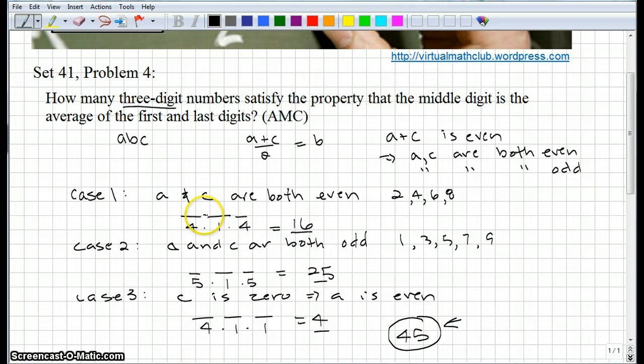Now we could have done this another way. You know, we could have just said, okay, we have 4 choices for the first number, and then we would have 5 choices for the third number if we allowed the last digit to be 0. So we could have kind of combined case 1 and case 3, and then this would have been 20 and 25, but it still gives you the same thing, 45. So the key is to break it down into the cases, where A and C are both even, A and C are both odd, and then deal with the 0. So there you go, the answer is 45.